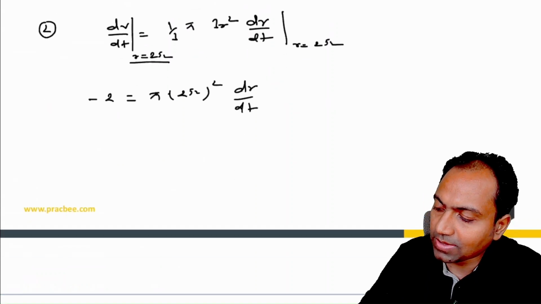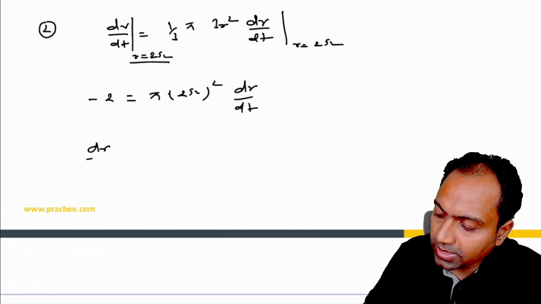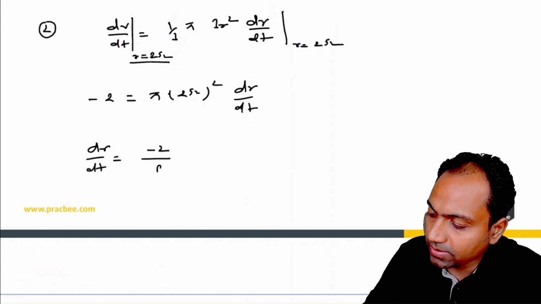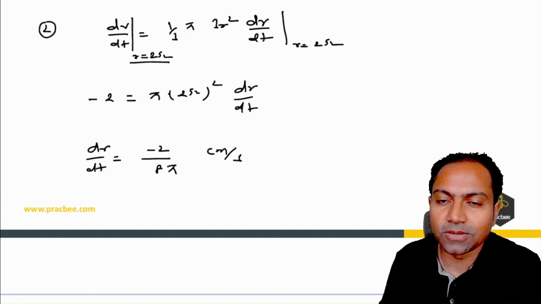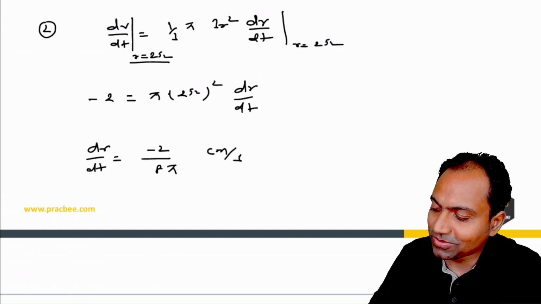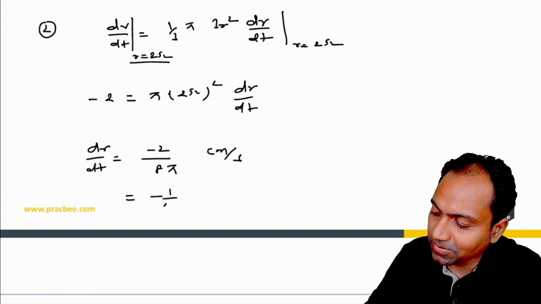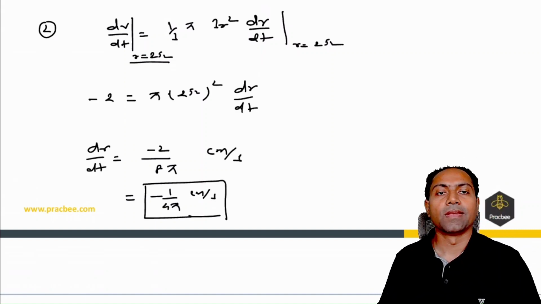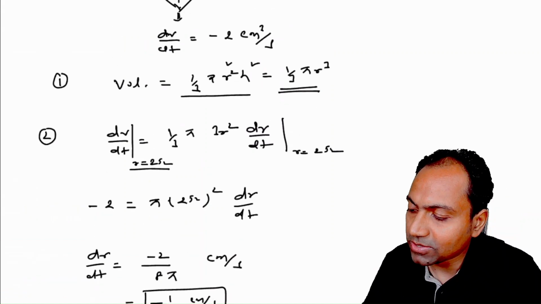So from here we can get our answer. Your dr by dt comes out to be nothing but minus 2 by 8 pi, and this is centimeter per second. Unit is very important. So the answer comes out to be nothing but minus 1 by 4 pi. You can check my calculation in case I have gone somewhere wrong. This is the second part. Now let us move to the third part.